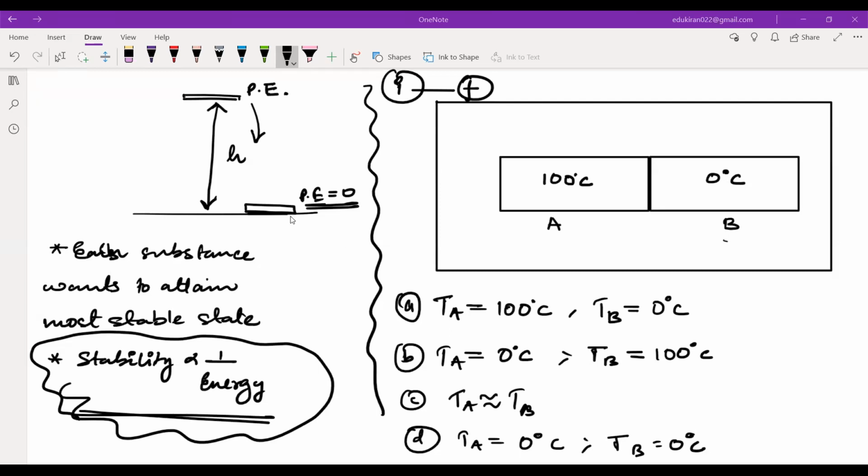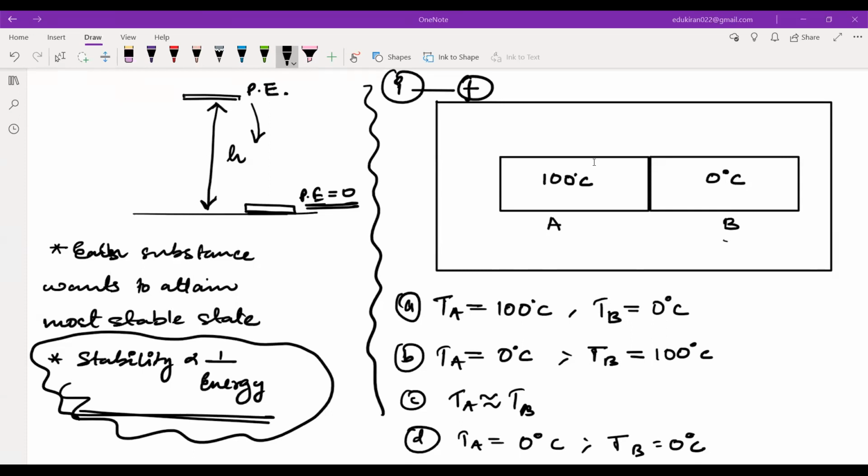Similarly, let me tell you one more very easy example. Very easy thing that I think we should think about. Let us think about evaporation. What happens in evaporation, guys? Liquid gets converted into gas.